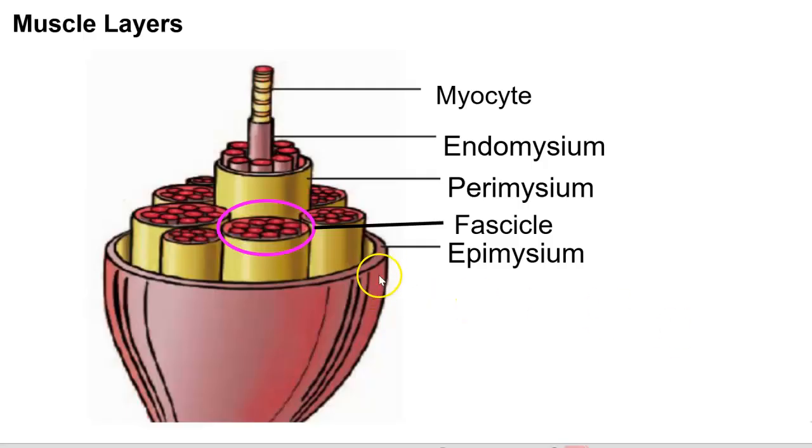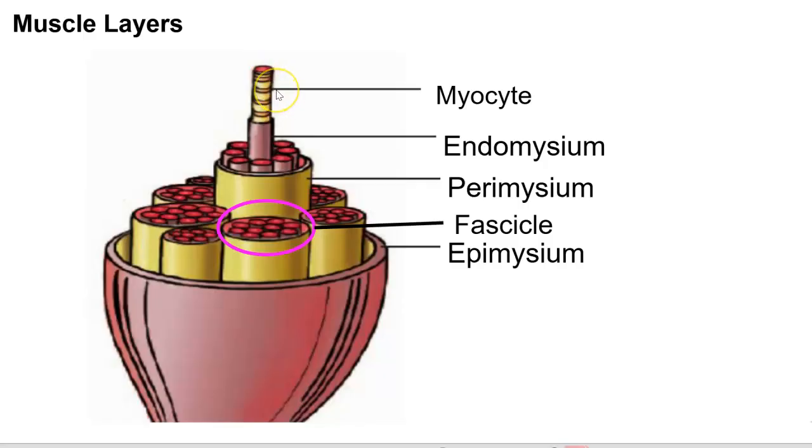So we start from the outside, we have our epimysium, and that is going to cover up a bunch of fascicles, right? And these fascicles are covered in perimysium, and the fascicles are made up of a bunch of myocytes. So you take a bunch of myocytes and you wrap them in perimysium. You have a bunch of those fascicles, and that is wrapped in epimysium. Okay, and then we dove deeper, right?